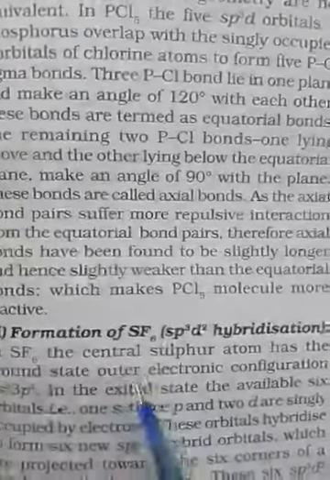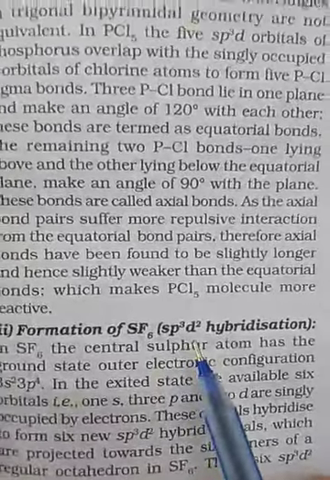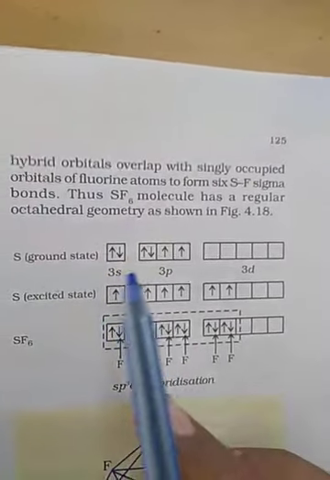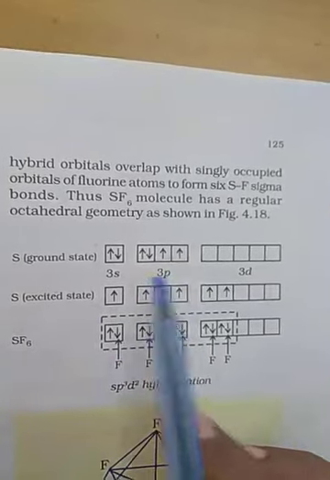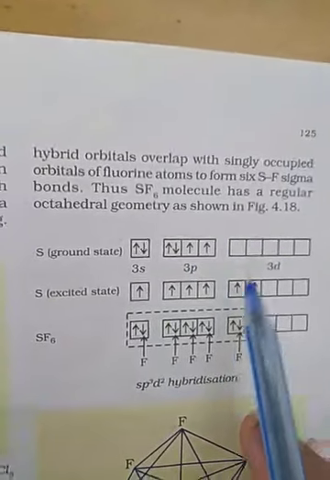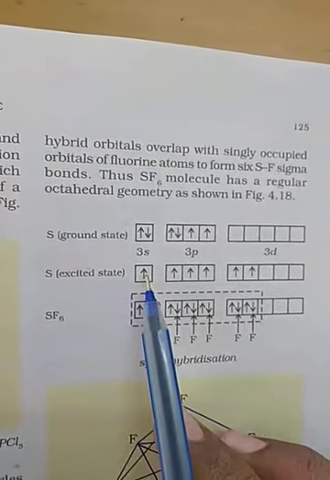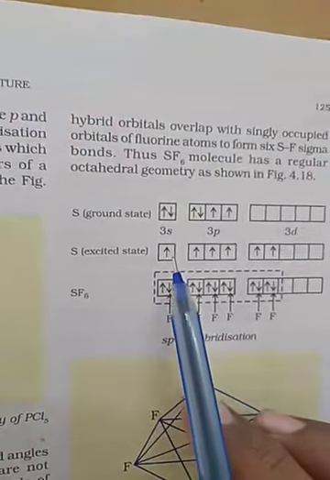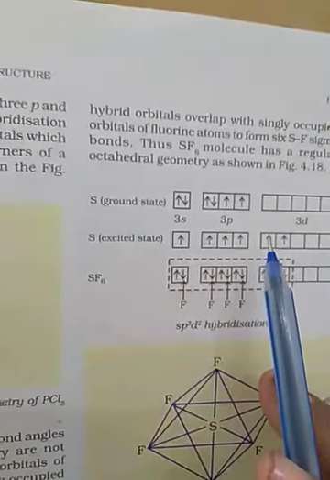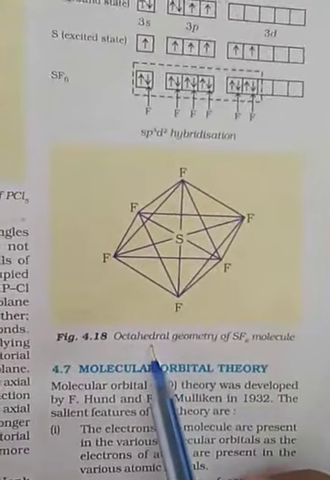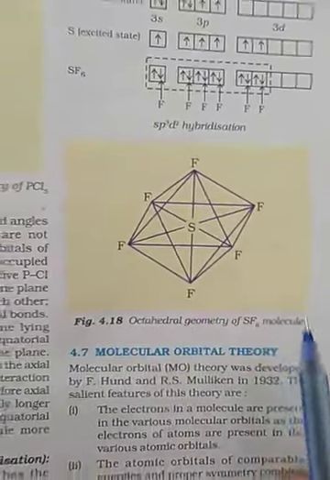Now the formation of SF6 with sp3d2 hybridization. Sulfur is 16. After neon, 16 means 2 in 3s and 4 in 3p. Here an s and a p electron shift to the d orbitals. So there is mixing of 1 s, 3 p and 2 d orbitals, resulting in sp3d2 hybridization, which combines with 6 fluorine atoms, resulting in the SF6 molecule. The shape is octahedral geometry.